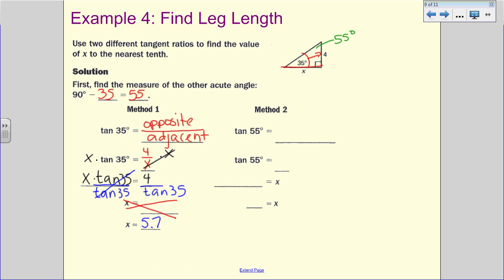Now here's the thing. We just said x is 5.7. We better get 5.7 here. So let's take a look at what it looks like with this second method.